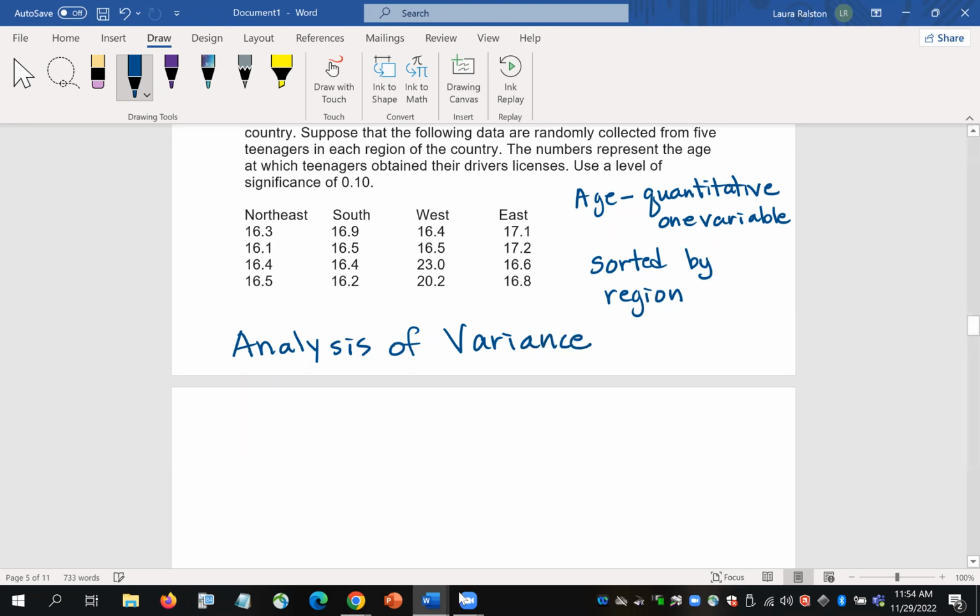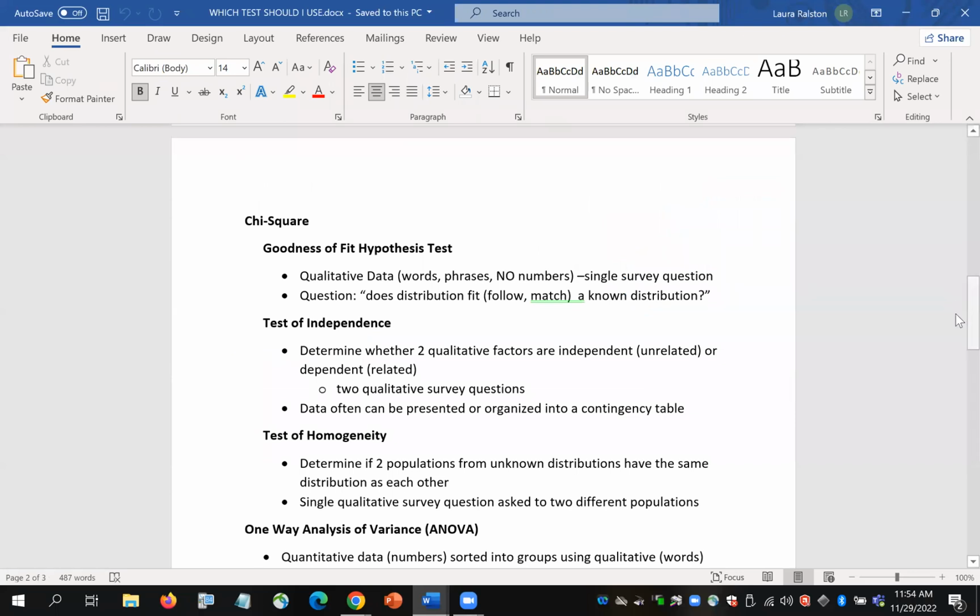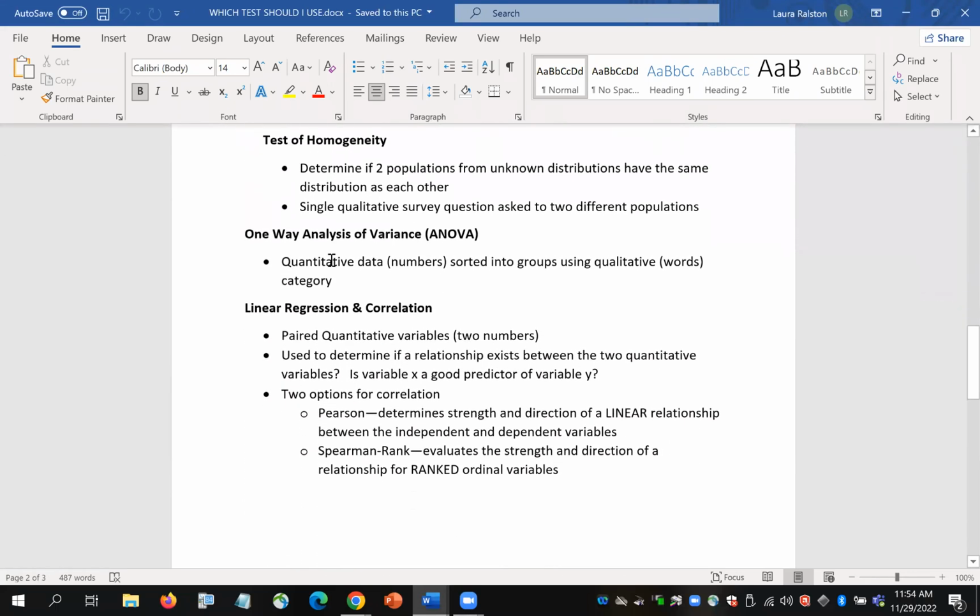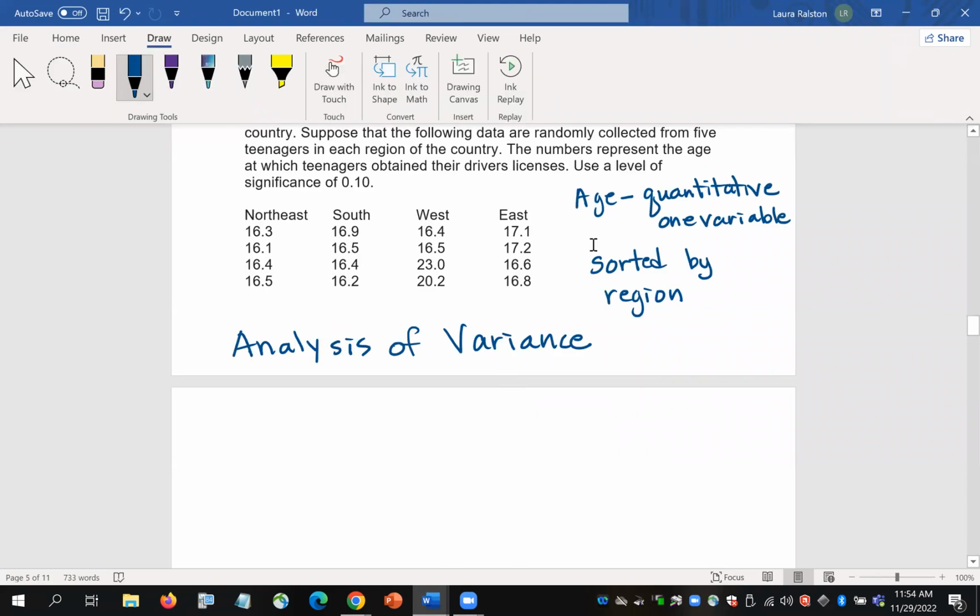And again, you can go over to your document and let's see if we can find one-way analysis. You have quantitative data, numbers, sorted into groups using words. Okay, so again, think about what we have here. We have age sorted by region, and region is words. So this is Anova.